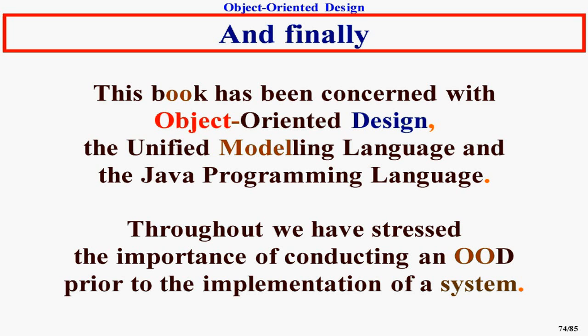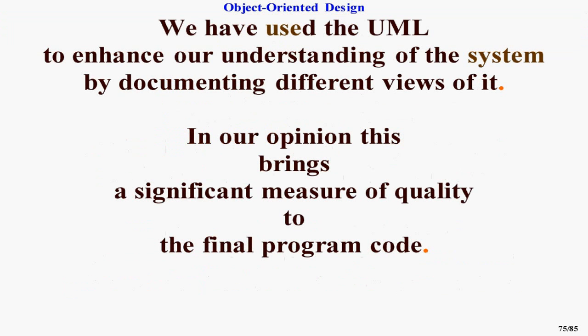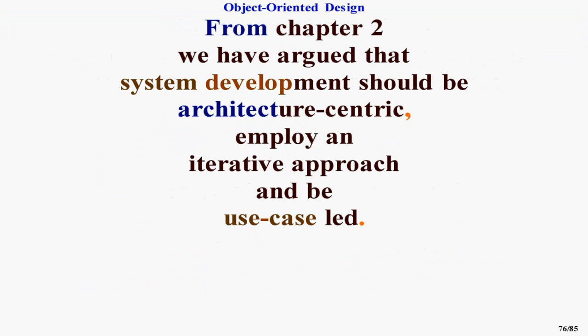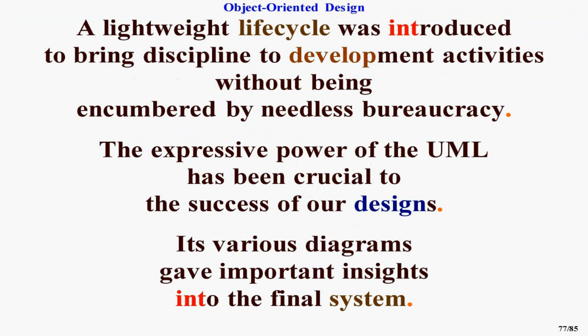Throughout we have stressed the importance of conducting an OOAD prior to the implementation of a system. We have used the UML to enhance our understanding of the system by documenting different views of it. In our opinion, this brings a significant measure of quality to the final program code. From Chapter 2 we have argued that system development should be architecture-centric, employ an iterative approach and be use case-led. A lightweight life cycle was introduced to bring discipline to development activities without being encumbered by needless bureaucracy.